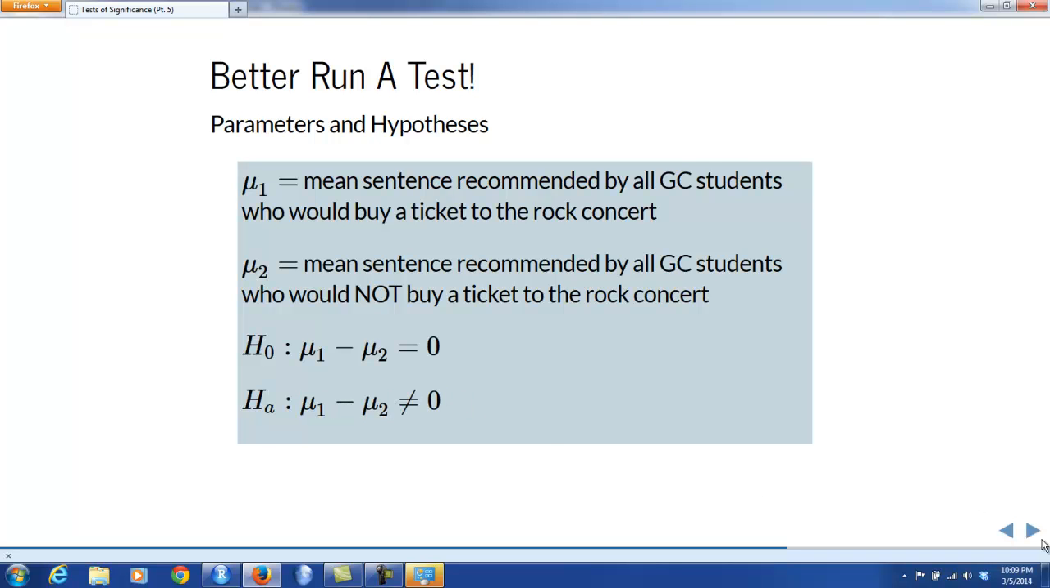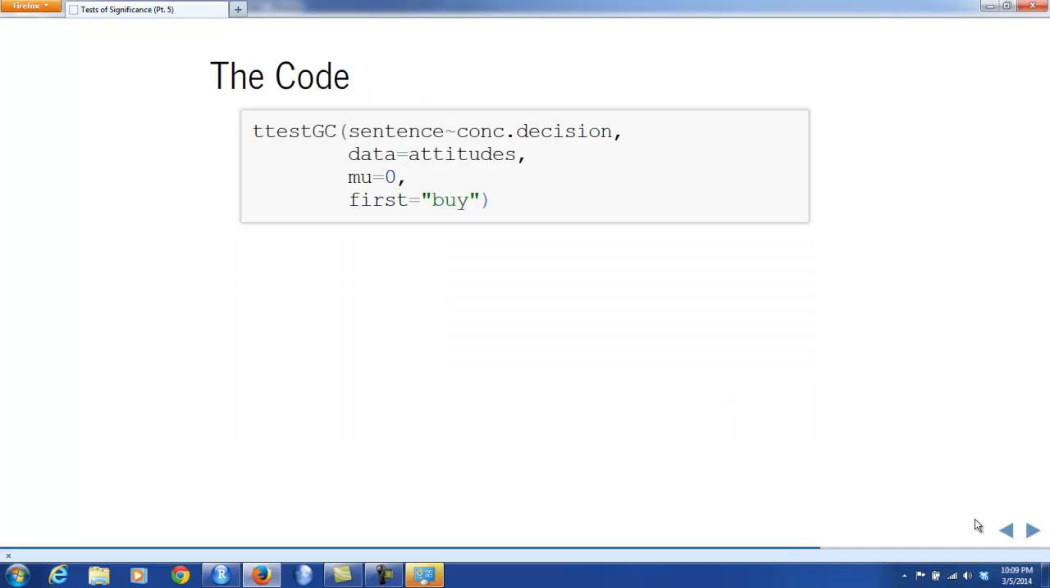Two-sided test. So the code's pretty straightforward. We're going to use t.test.GC, sentence twiddles concert decision, data is attitudes. The null hypothesis thinks that mu1 minus mu2 is 0. And we're doing a two-sided test, so we don't have to say that the alternative is two-sided. That's the default value. And since we defined the buy group as the first population, let's make sure that the function recognizes this. We'll do this by specifying the argument first to be the value buy.